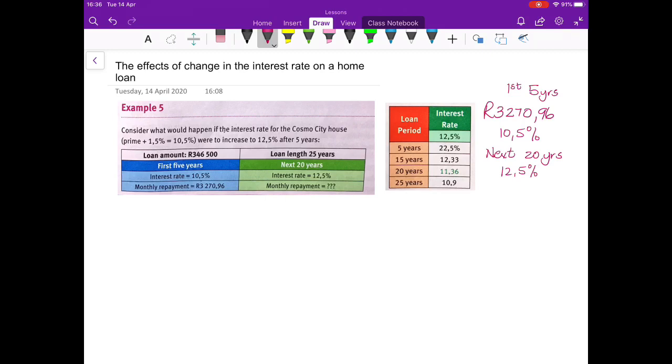Okay, now let's have a look and see what happens to the real cost of the loan, because ultimately that's what we want to work out.